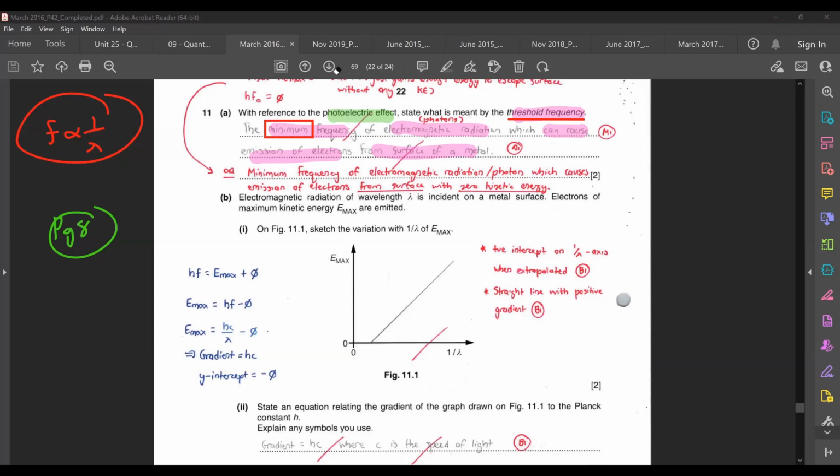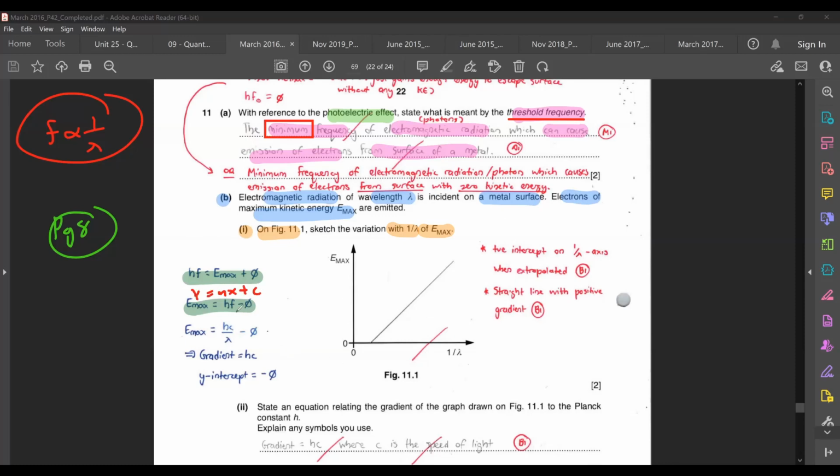Now, if you look at B, you have electromagnetic radiation of wavelength lambda that is incident on a metal surface. Electrons of maximum kinetic energy Emax are emitted. On the figure below, sketch the variation with 1 over lambda of Emax. So it's the same exercise as before. Your equation is hf equals Emax plus phi. You change it to Emax equals hf minus phi because you're trying to change it in this form, y equals mx plus c.